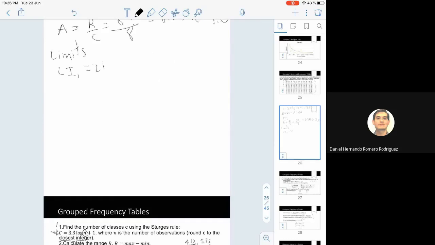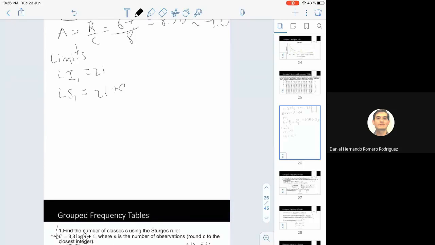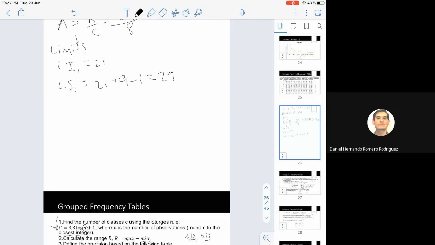Now the upper limit for the first class is going to be the lower, which is 21, plus the amplitude, that's 9, minus the precision, that's equal to 1. Therefore, the limits for the first class are 21 and 29. Then the second one, the lower limit for the second class, and then the upper limit for the second class.